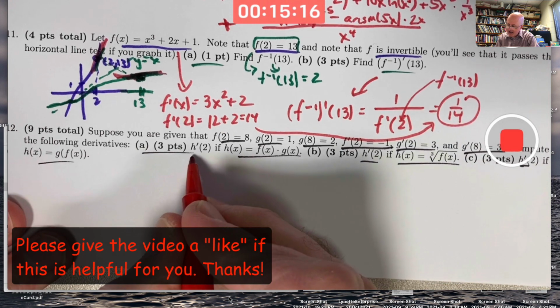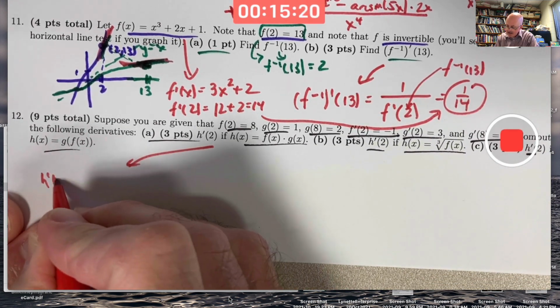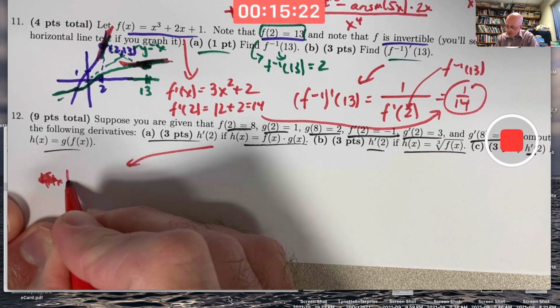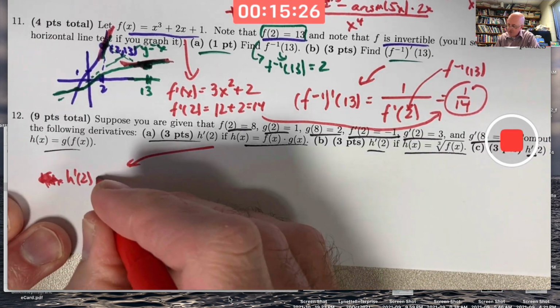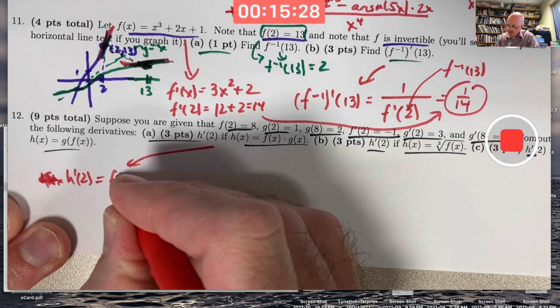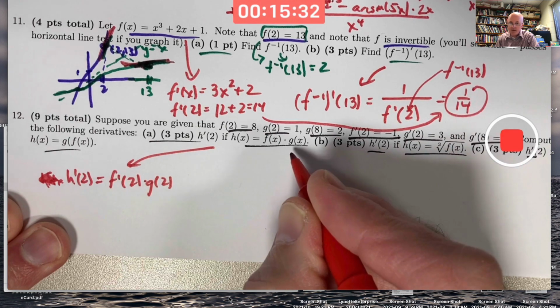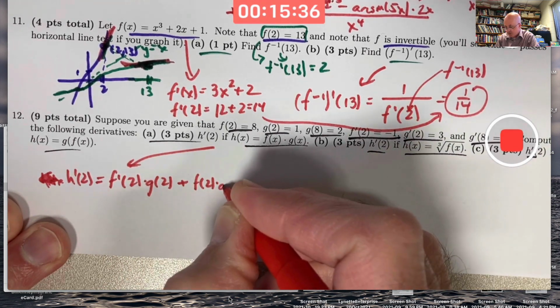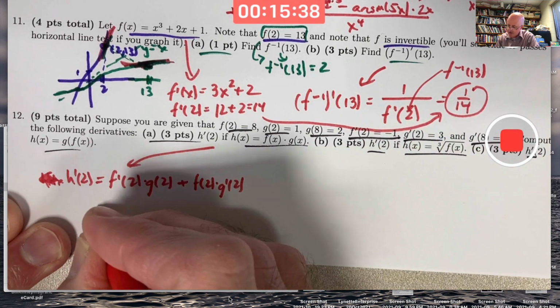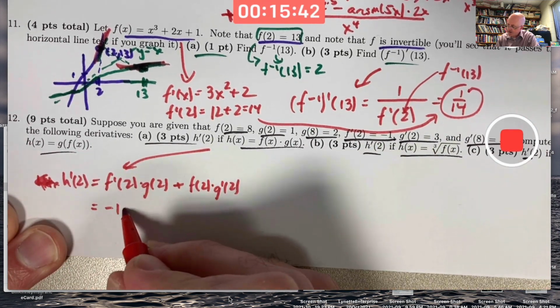So part A, h prime of x, or let's go ahead and just plug in 2 right away. H prime of 2, the derivative of h at 2, think about the product rule, is going to be the derivative of the first function at 2 times the second function at 2, plus the first function evaluated at 2 times the derivative of the second function evaluated at 2. And based on the info that we're given, f prime of 2 is -1.